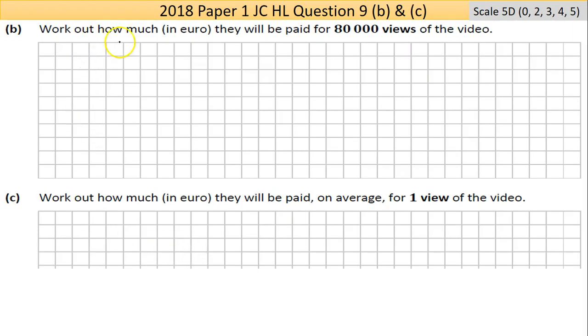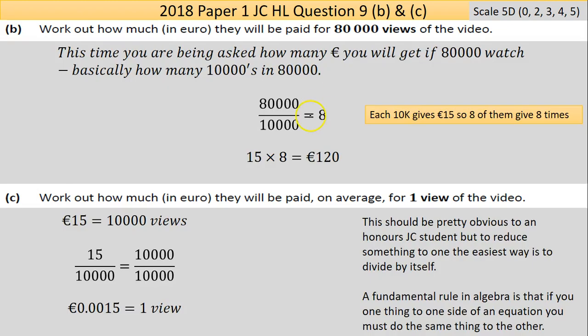Now, part B says, work out how much in euro they will be paid for 80,000 views of the video. Well, you can probably do it from just the last question, but how many 10,000s in 80,000? Well, there's 8 of them. 8 by 15 will be your answer, okay? So I've divided the 80,000 by 10,000 to get 8. So there's 8 payments as such. Each payment's worth 15. 15 by 8 gives you 120.